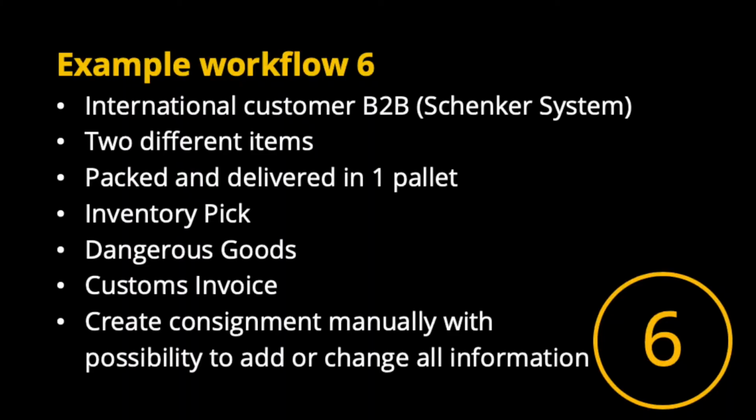This example is based on an international business-to-business order shipped from inventory pick. One of the 2 items is classified as dangerous goods, and since the goods leave the European Union, in this case Norway, we need a customs invoice. I will enter freight information manually from the specific consignment page to make it possible to look into all automatically created values such as customs invoice and dangerous goods.